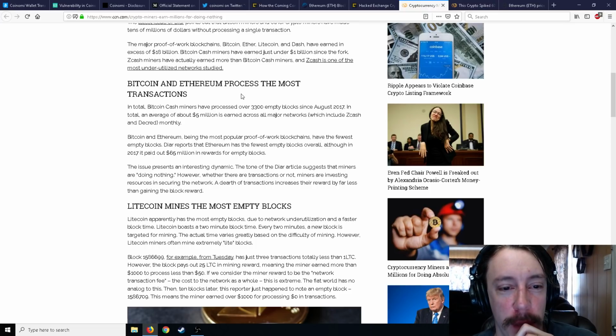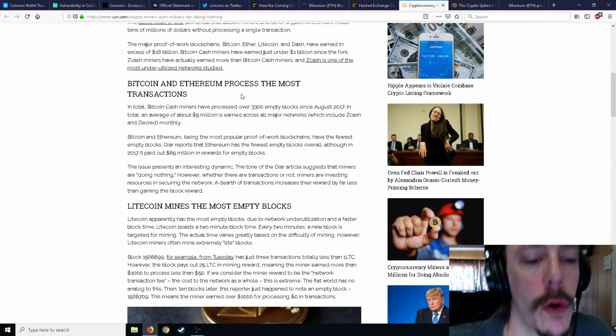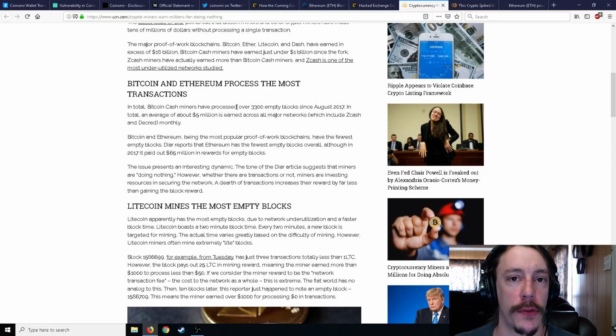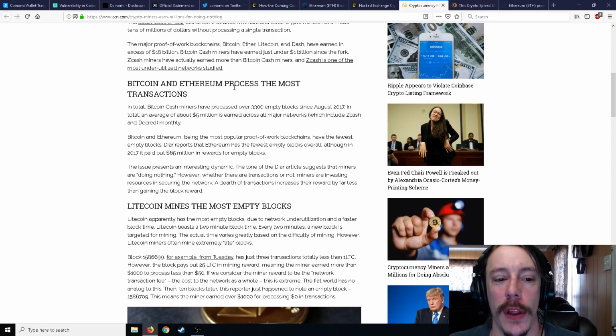An average of about 5 million is earned across all major networks. So Bitcoin and Ethereum, being the most popular proof-of-work blockchains, have the fewest empty blocks. They report that Ethereum has the fewest empty blocks overall, although in 2017 it paid out 65 million in rewards for empty blocks. Ethereum has probably the fewest empty blocks because, even though it has a very slow block production time of 20, 30 seconds lately, there are all the dApps and all the transactions going through exchanges plus the dApps. It really makes sense.